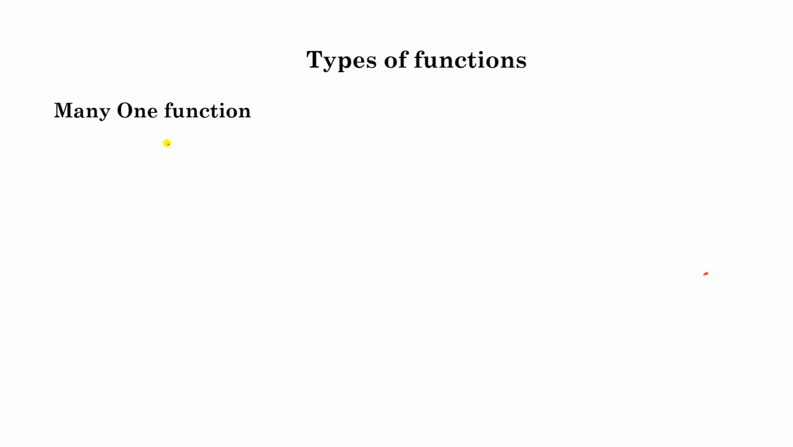Now many-one function. Many-one function means suppose this mapping is x to y. So many-one means if two or more than two elements in x have the same image in y, say this is y1, with x1 and x2, then we say this function is a many-one function.